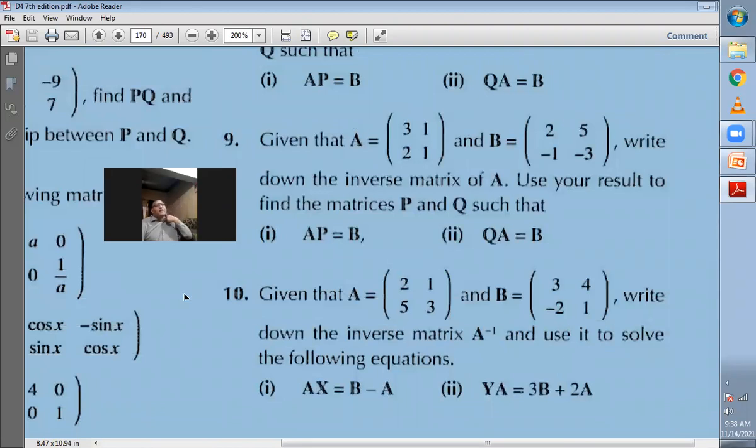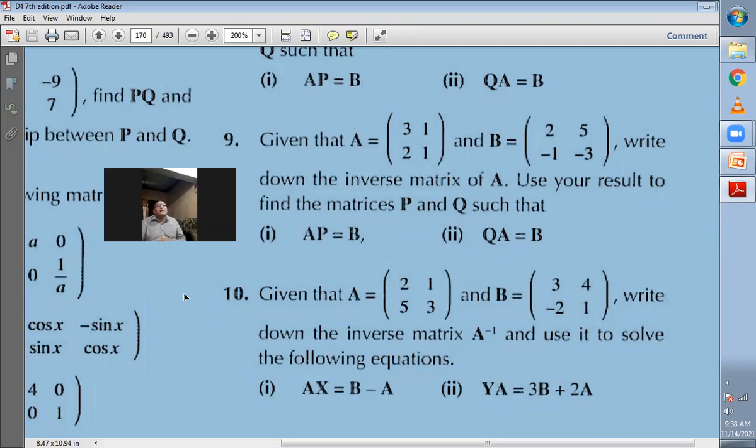So you now have question number 9 coming up on your screen. It says, given that A is equal to 3, 1, 2, 1, and B is equal to 2, 5, minus 1, and minus 3. It says, write down the inverse matrix of A. Use your results to find the matrices P and Q such that AP is equal to B and QA is equal to B.